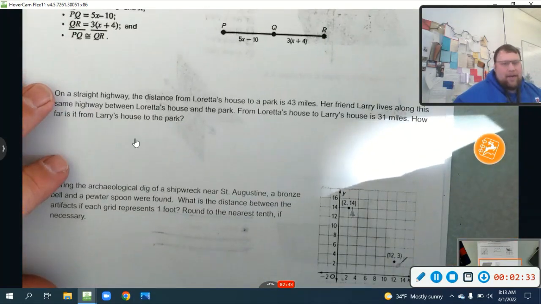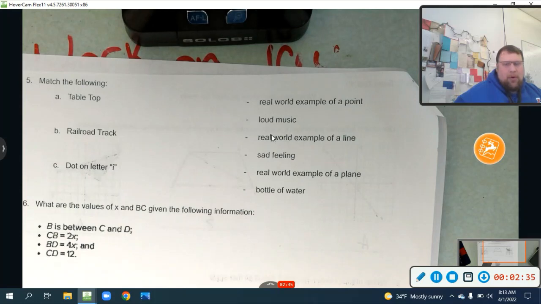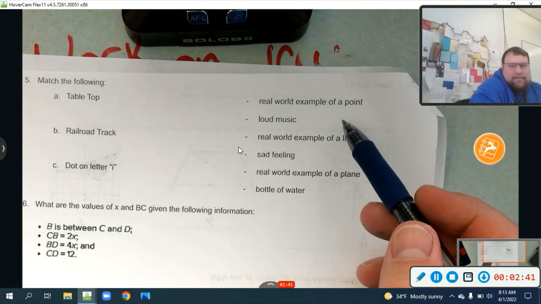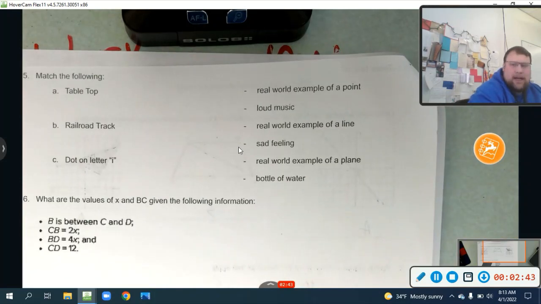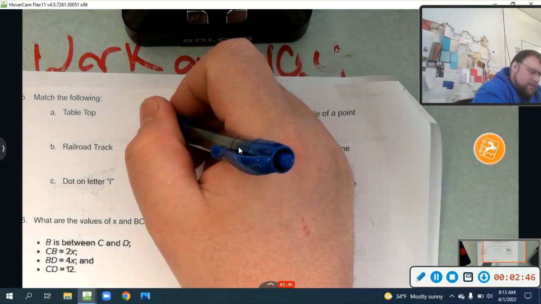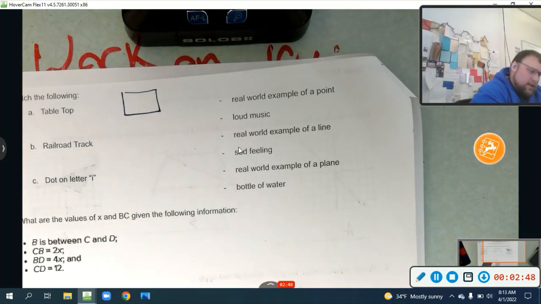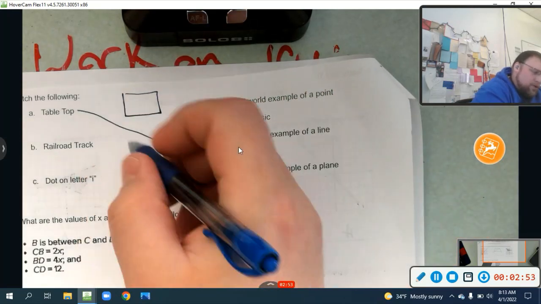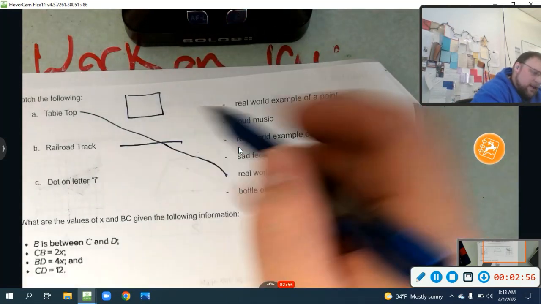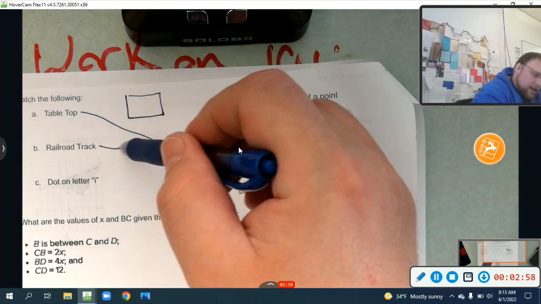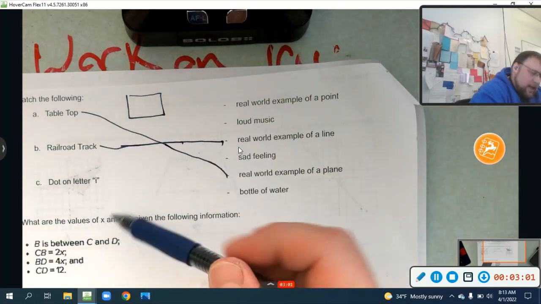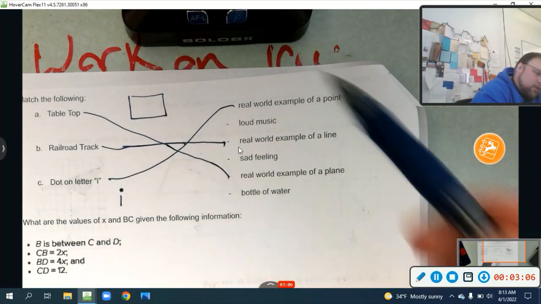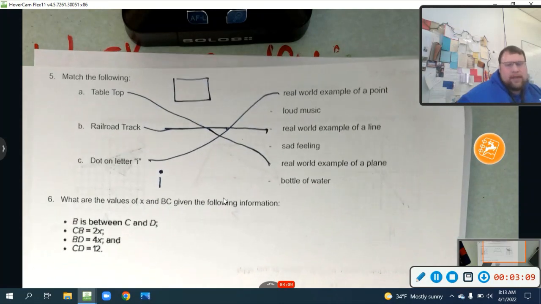Okay, I kind of laughed at this one. So you may get more than one. We only have 3 things, but we need to match it to what makes sense. What's a tabletop? Well, a tabletop looks like this, which looks like a real-world example of a plane. Railroad track, right? It's going across. That looks like a real-world example of a line. And the dot on the letter I, doesn't that look like a real-world example of a point?